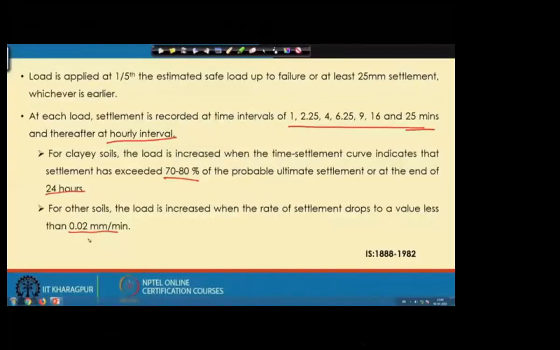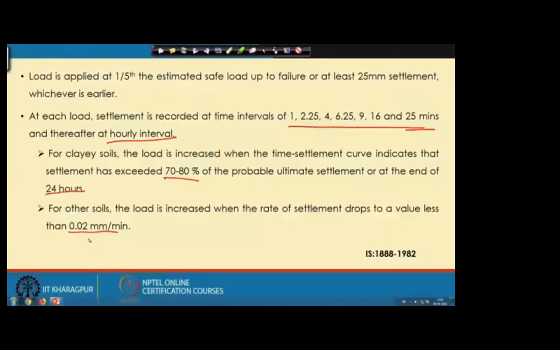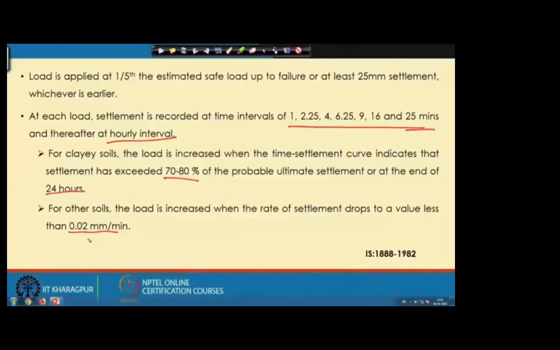So, in case of clay, for a particular load applied on the plate, you have to calculate the probable settlement. You calculate it using the previous expressions that I have given, the immediate settlement, and for that load the consolidation settlement, and then you will get the maximum probable ultimate settlement for that load. If your test reaches more than 70 to 80% of that probable ultimate settlement or after 24 hours, whichever is earlier, you have to apply the next increment of load.